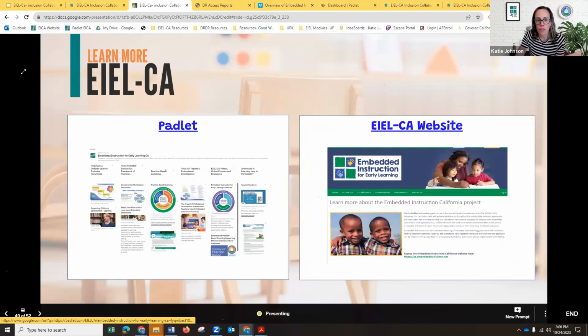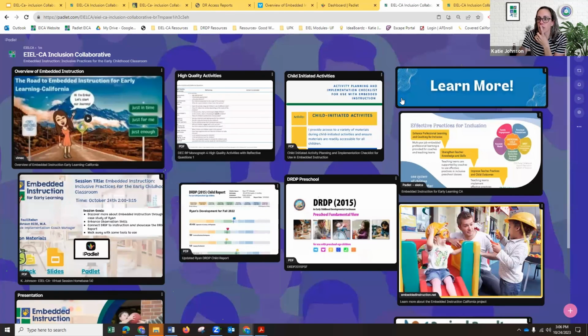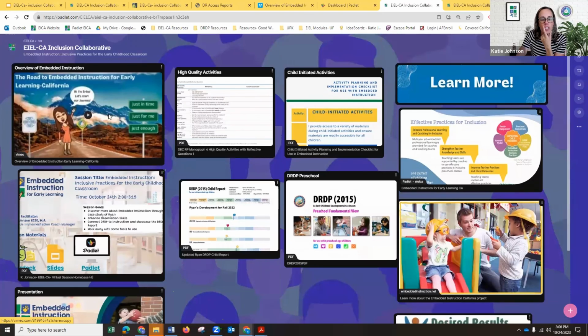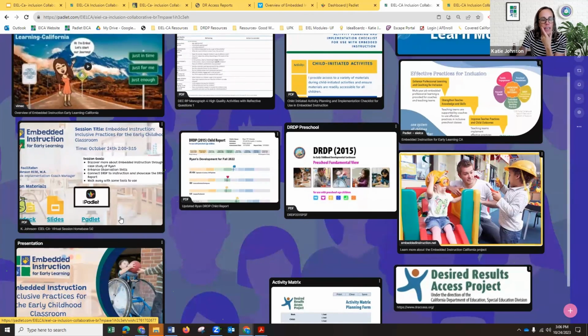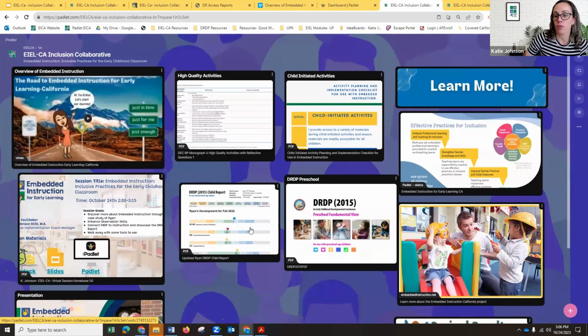There is a Padlet just from today's training, which is on the handout, the home base. That's the Padlet for today. So let me just show you the one for today so I don't confuse us. You've got the video of that overview of embedded instruction. You have access to the slides and the Pear Deck, and here are the slides. You've got a copy of that DRDP child report. You have a couple of resources that are super simple and easy about high quality activities in the classroom.